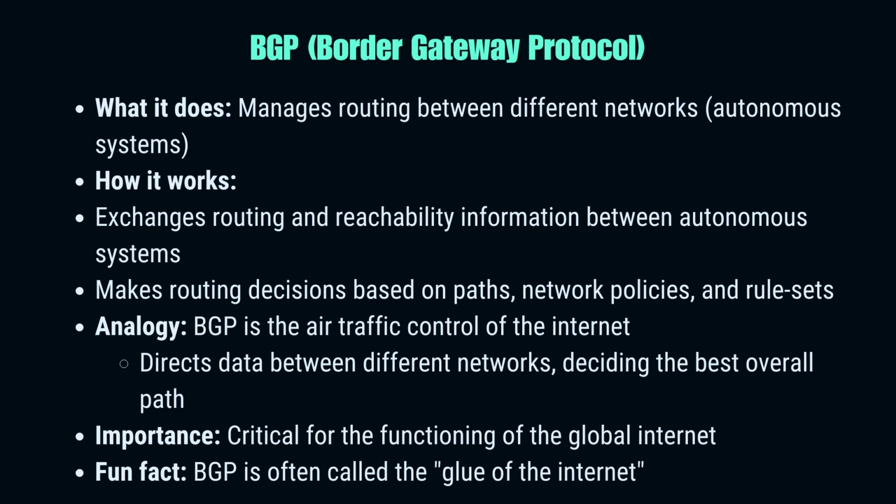Here's how it works. Each network or autonomous system has its own set of routes that it knows. BGP routers exchange routing information with each other, deciding the best paths based on factors like network policies, path length, and the number of hops. It's like air traffic controllers coordinating flights, ensuring that planes, our data, take the safest and most efficient routes to their destinations. BGP is often referred to as the glue of the internet because it holds the vast network of networks together, enabling global communication. Without BGP, the internet wouldn't function as a cohesive whole.